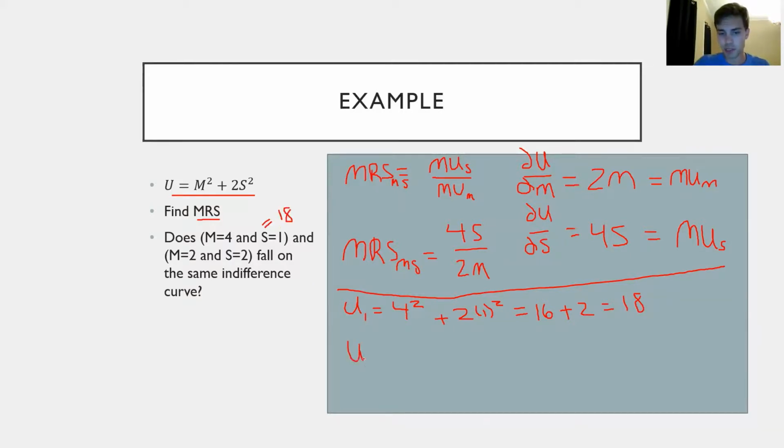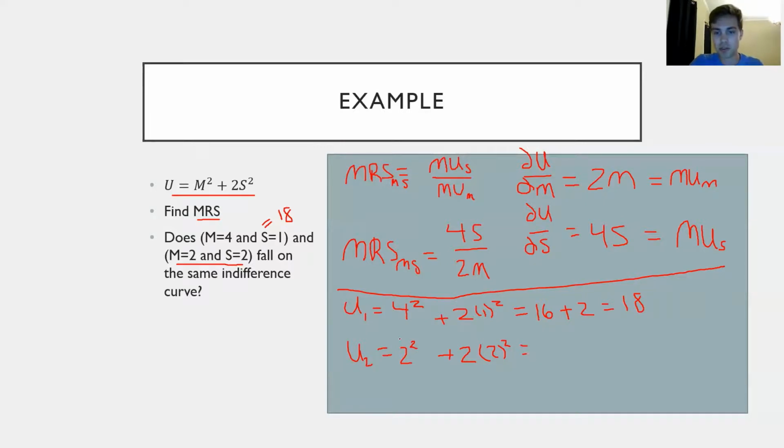Now we need to find our utility from bundle 2. So m equals 2, so this is going to be 2 squared. I'm just plugging this bundle into the same utility function. Plus 2 times s squared. s is 2, so 2 squared. So 2 squared is 4.